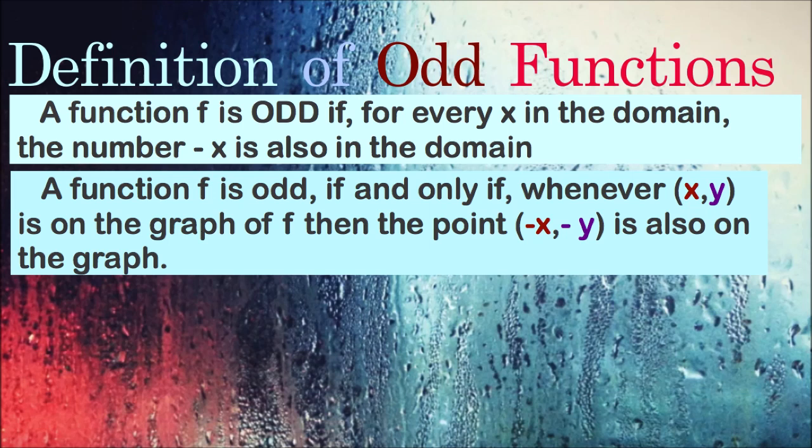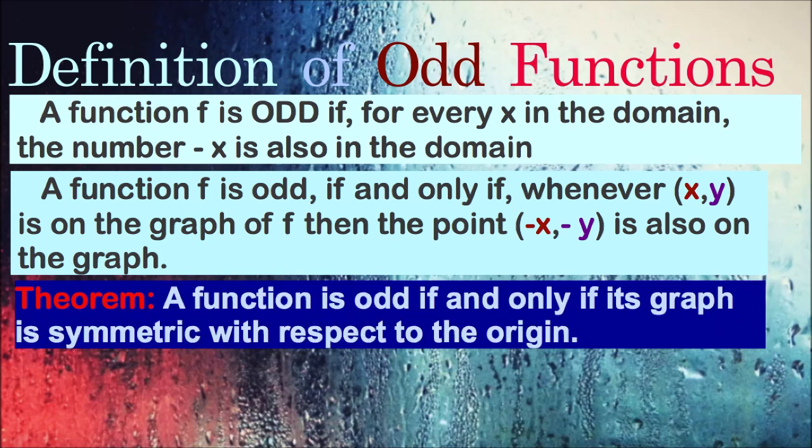A function f is odd if and only if, whenever x, y is on the graph of f, then the point negative x, negative y is also on the graph. That leads us to the theorem: a function is odd if and only if its graph is symmetric with respect to the origin.